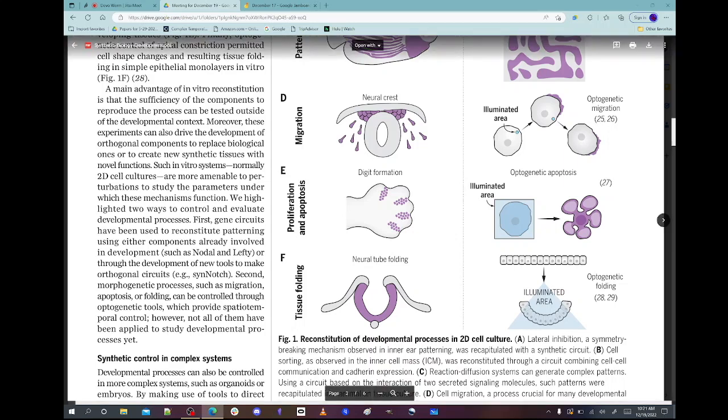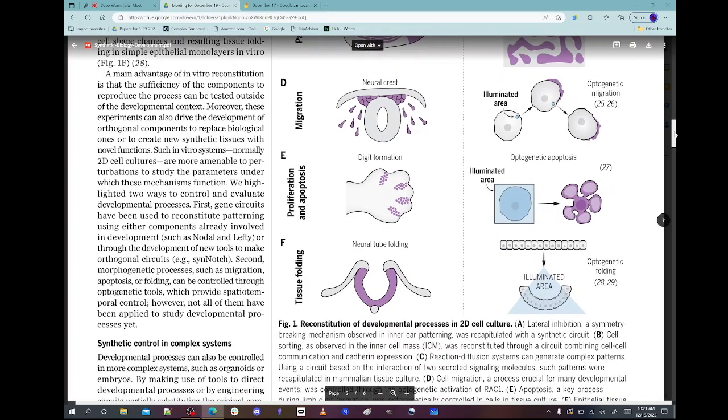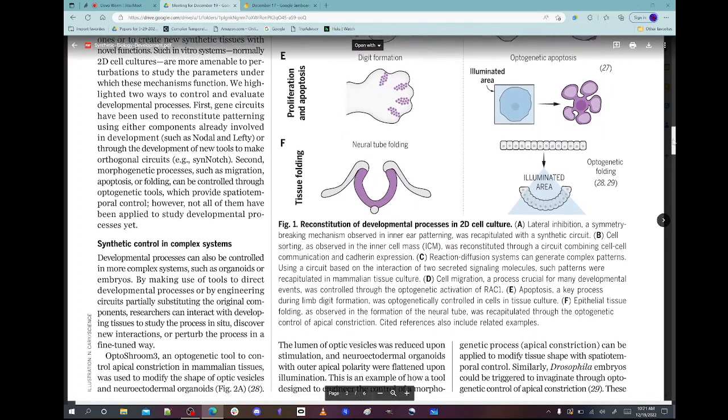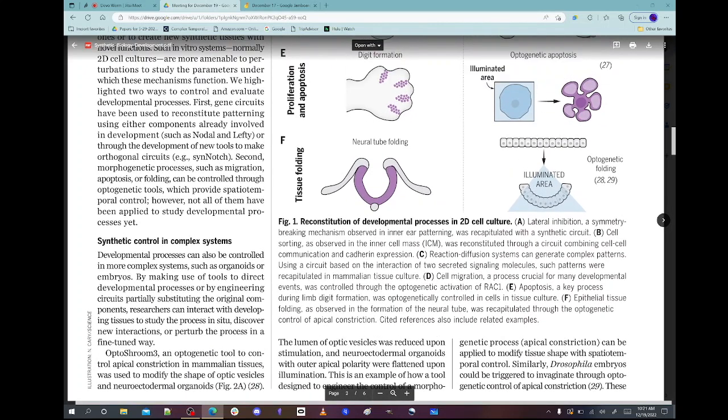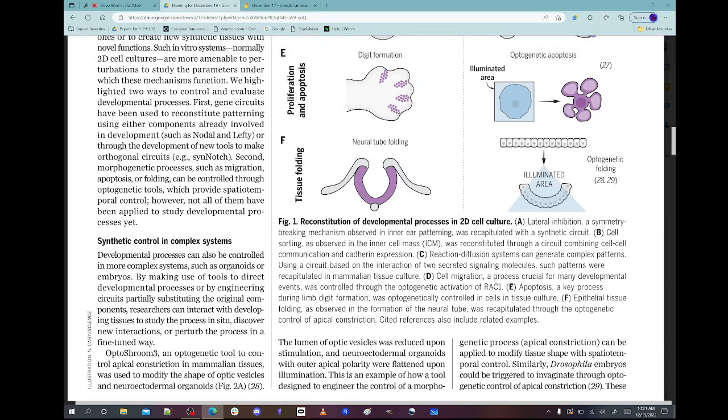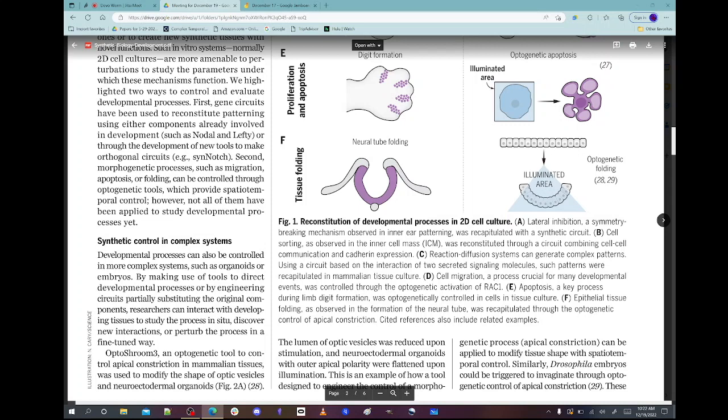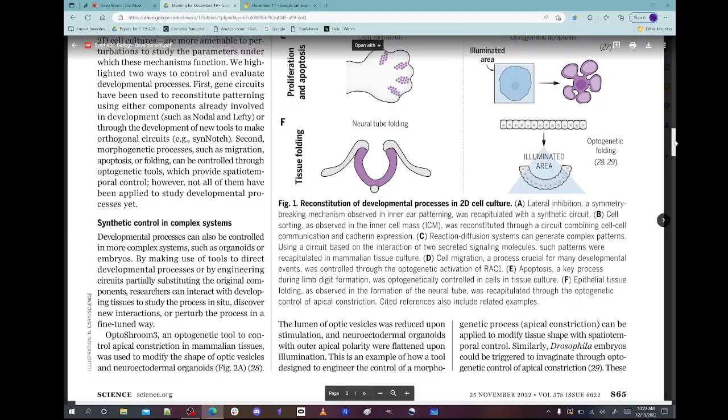And you can do a similar thing in vitro where you can use optogenetic apoptosis. So you can program cell death using an optogenetic stimulus. And so these are all the types of things you can do here. You can actually look at epithelial folding as well. This is an example in the tissue where you have neural tube folding and you can use optogenetics again to fold tissues in this illuminated area. So it's a stimulus that folds the tissues in this simple sheet of cells. So there are a lot of ways you can do this.